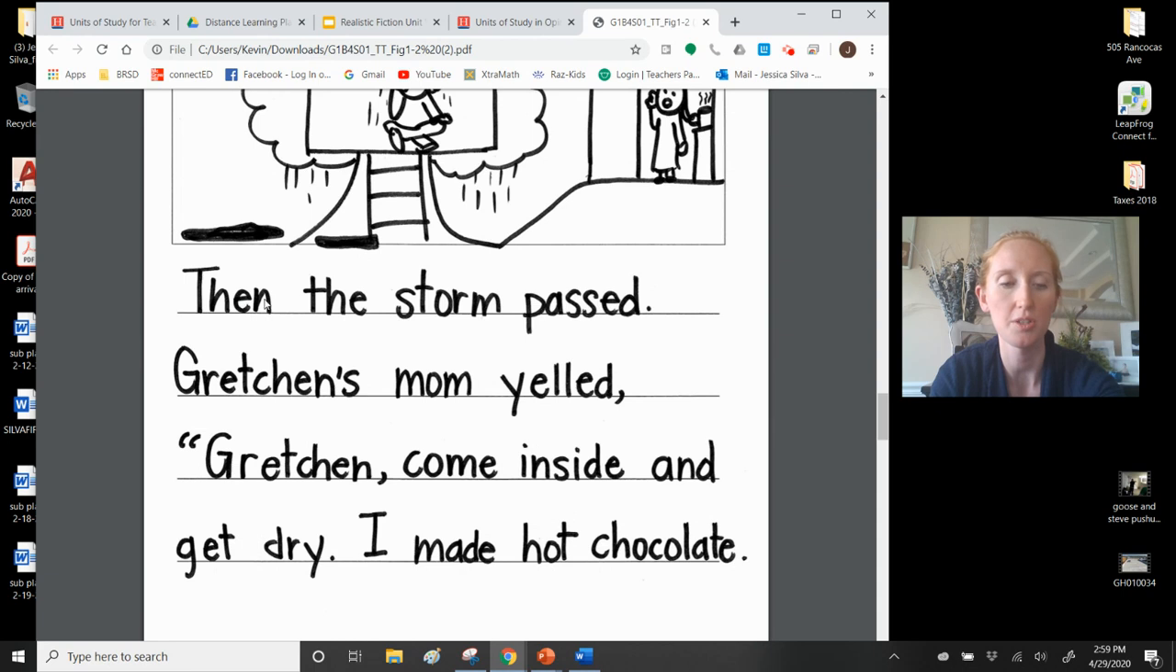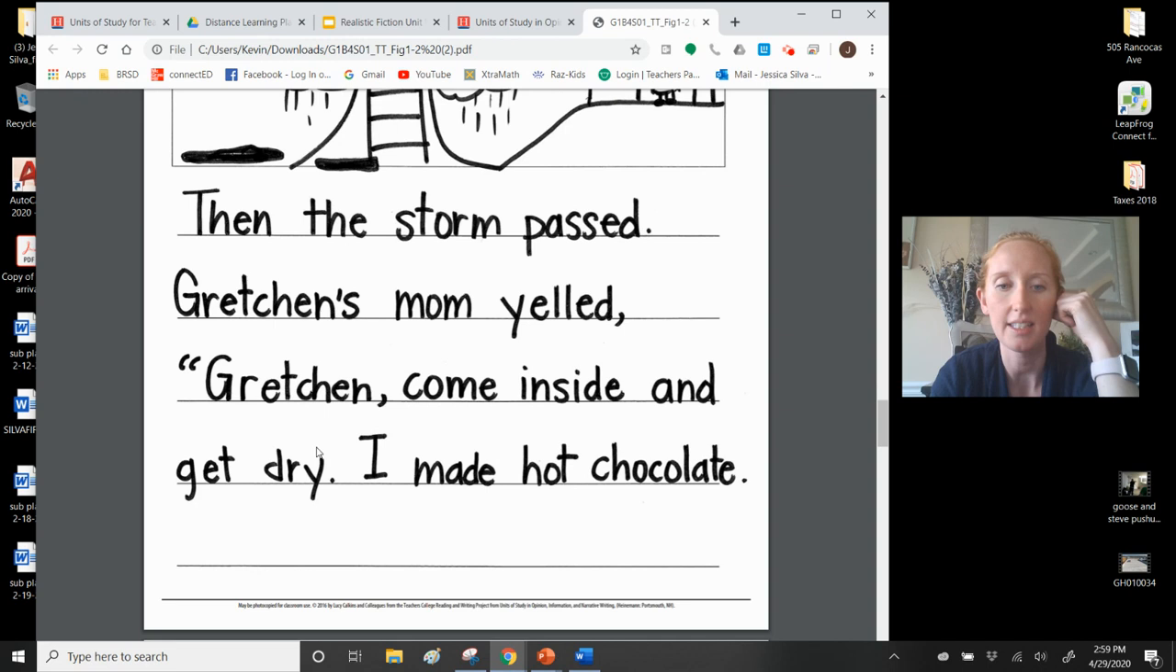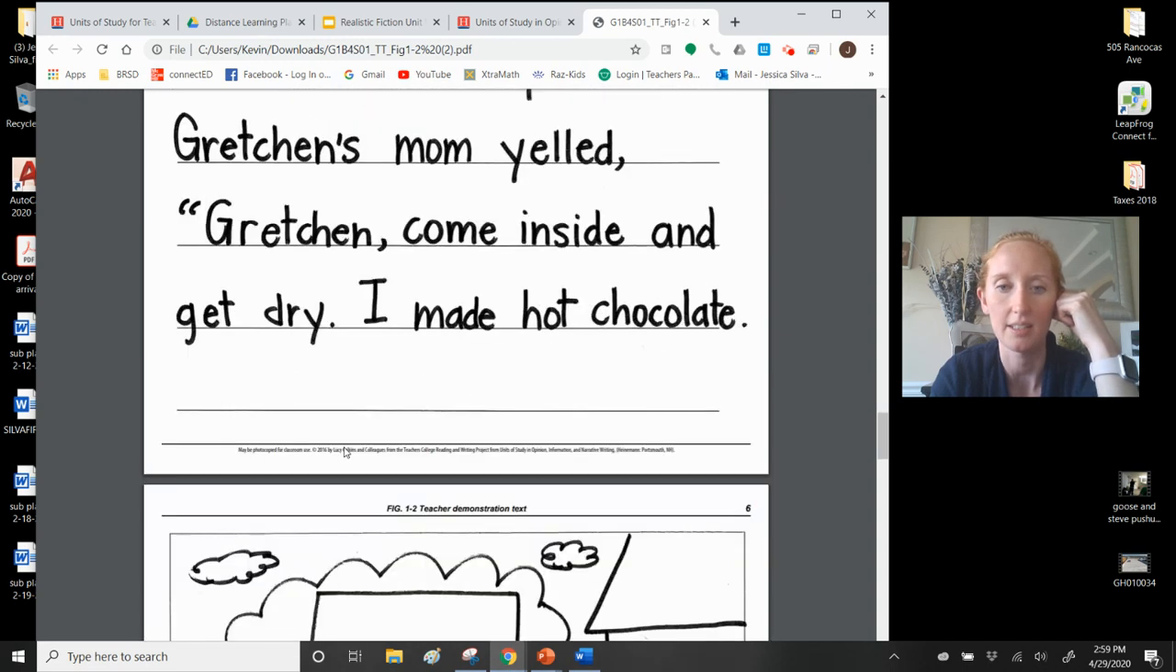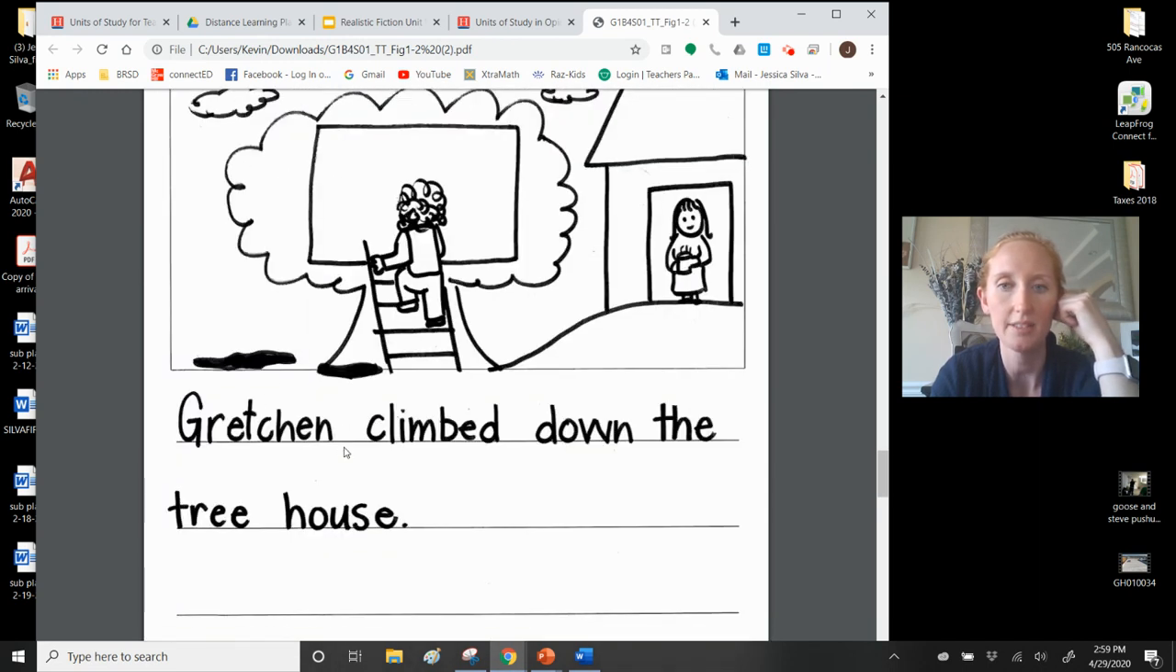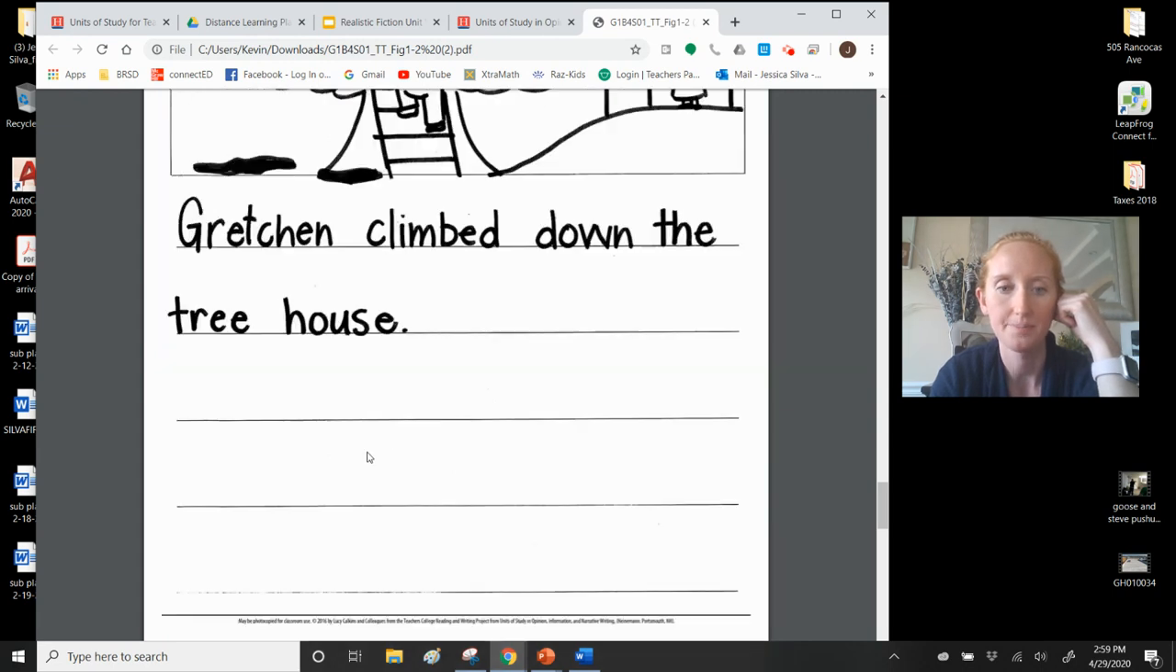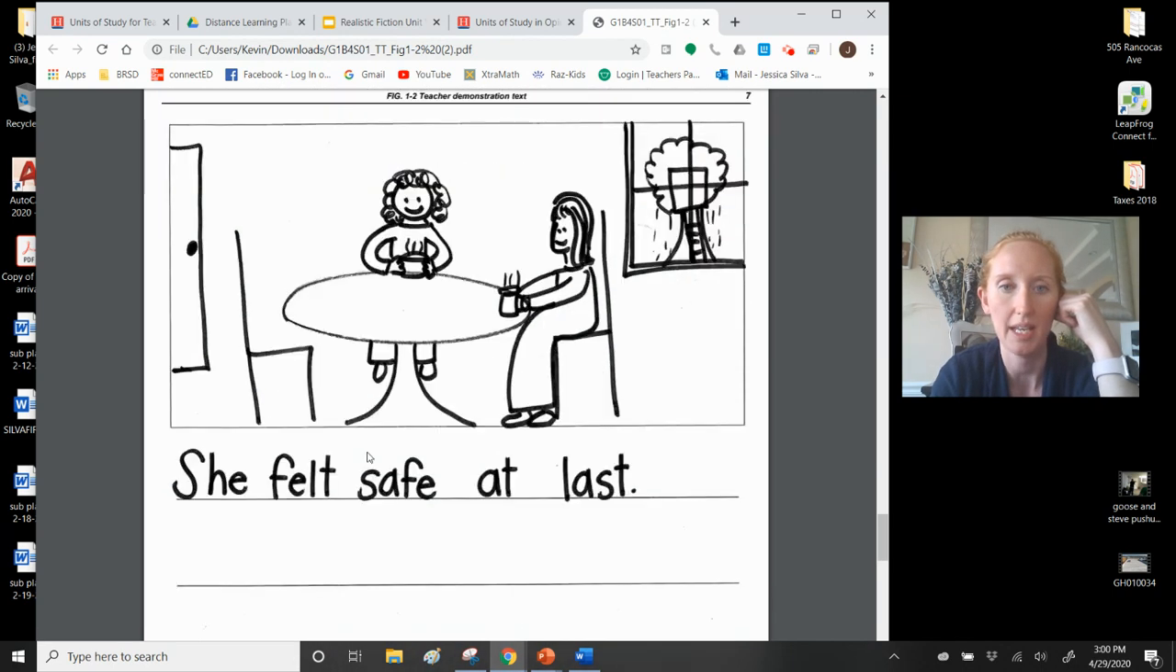And you see a transition word, the word then, and then you see some dialogue, right? We learned in Henry and Mudge, our mentor text, that dialogue is really important. Gretchen, come inside and get dry. I need hot chocolate. Okay, now here's the next page. Gretchen climbed down the treehouse. And then here's my last page. She felt safe at last.